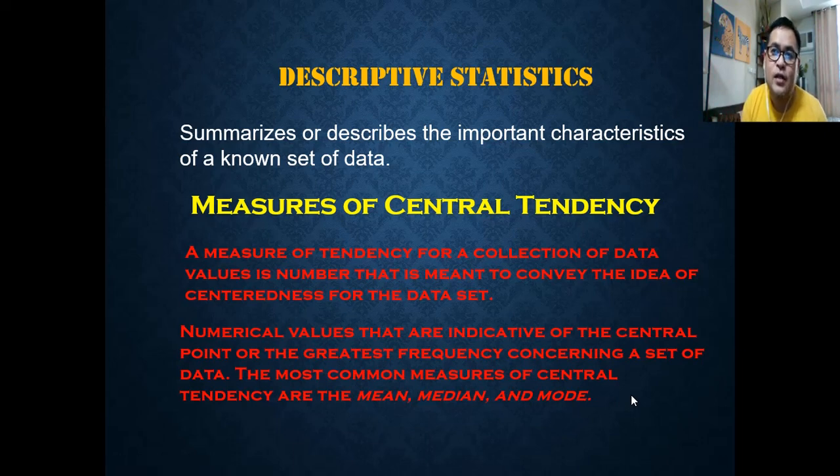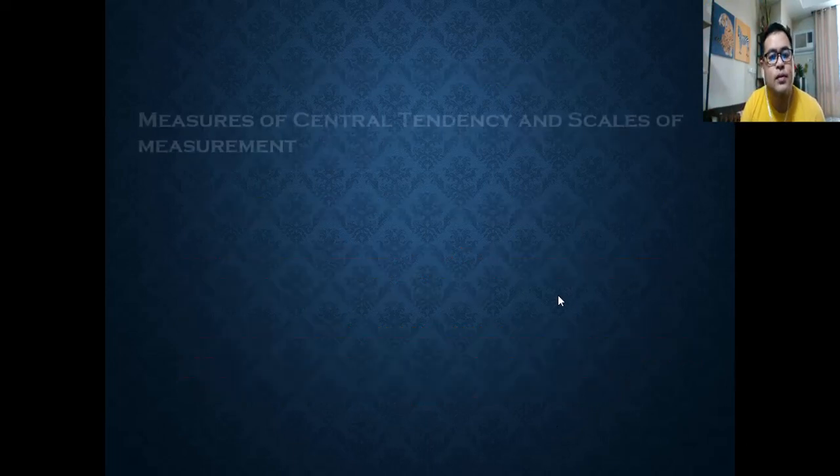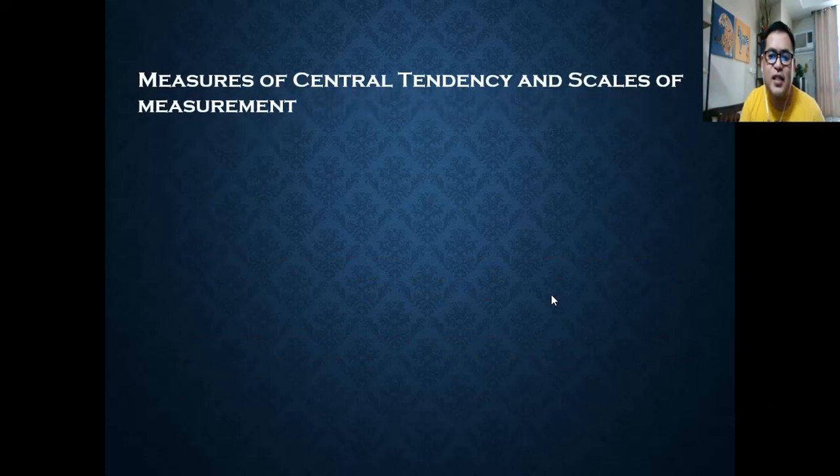There are two categories of the measures of central tendency: the measure is either for grouped or ungrouped data. For today's video, we'll be focusing more on the ungrouped data, and we'll try to find out the mode, the median, and the mean. So let's start with measures of central tendency and scales of measurement before we proceed to sample exercises.